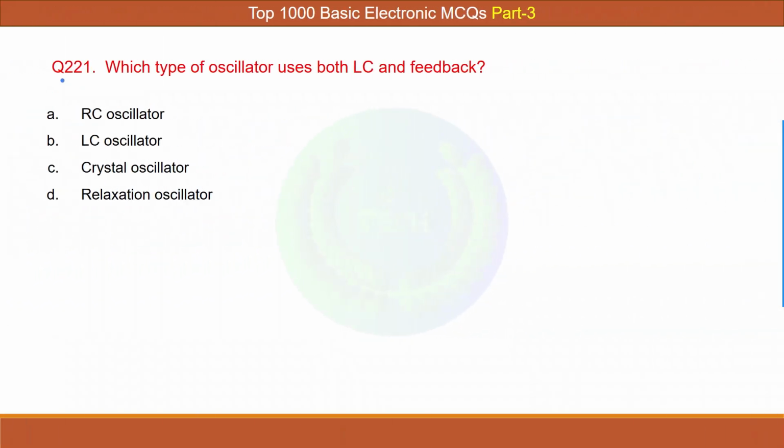Question number 221. Which type of oscillator uses both LC and feedback? Option A, RC oscillator, option B, LC oscillator, option C, crystal oscillator, option D, relaxation oscillator. The answer is option B, LC oscillator.